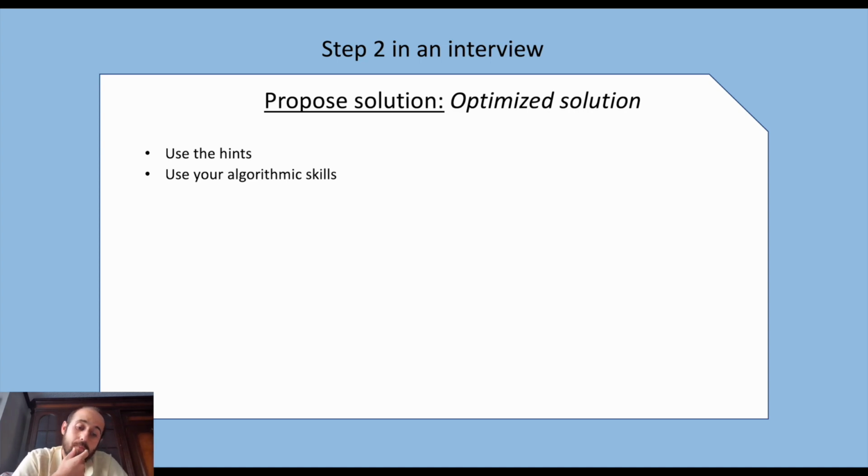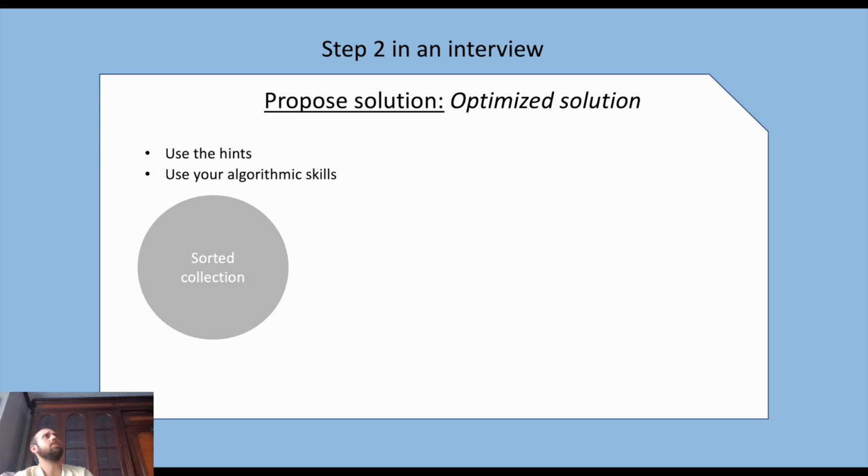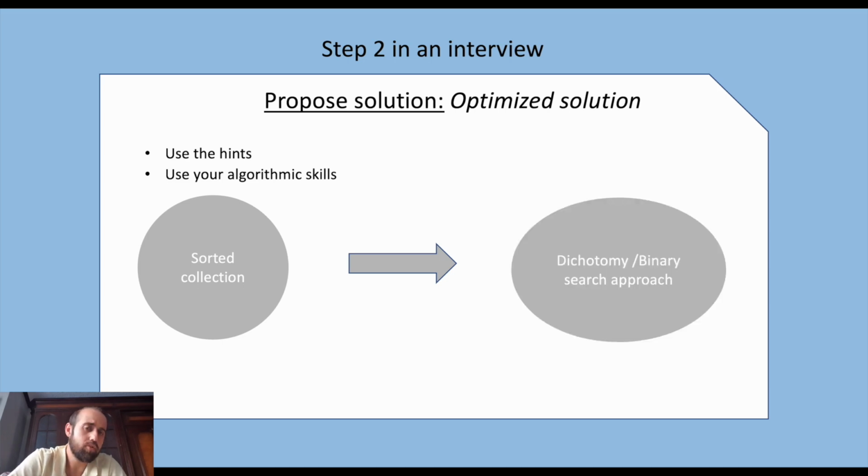So in that case, let's see the question again. You have to find an element in a sorted collection. Sorted collection. I think that I know something about sorted collections. Do you remember the binary search tree? Do you know how it works, the binary search tree? And in that case, the binary search approach?